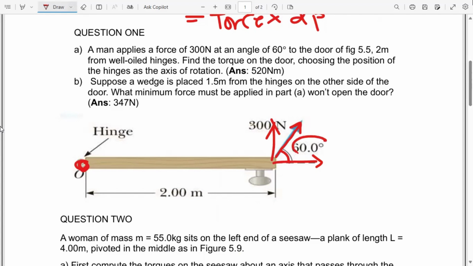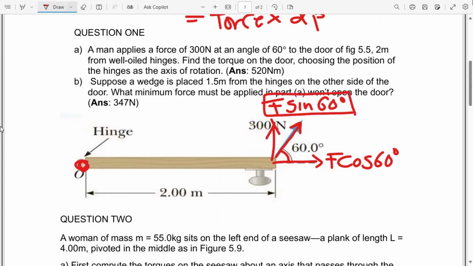The x component is adjacent to the theta, the 60 degrees, so it is going to carry a cosine. So this will be F cos 60 degrees, whilst the y component of this force is opposite to the theta, so it is going to carry a sine. So we're going to have F sine 60 here. And since this is the force that is perpendicular to the distance from the pivot, that is the force that we're going to use.